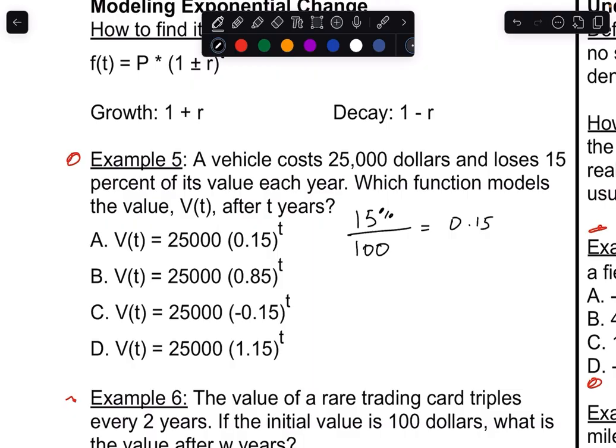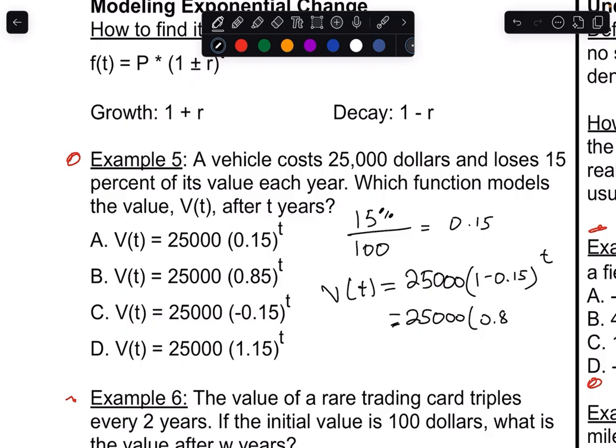You are losing 15%, so this value is going down, it's decaying. Your principal amount, so they use V of T in this case, was 25,000. That's what you started out with. You are losing, so 1 minus the rate after so many years, which in this case, you can replace that 1 minus to be 0.85.